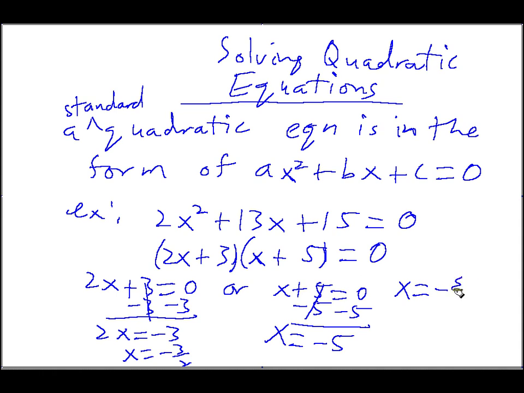So my two solutions for this equation will be negative 3 halves and negative 5. So negative 3 halves and negative 5 are the two solutions we're looking for in this quadratic equation. Again, we've solved these equations before back in chapter 8 by factoring. So let's extend that concept just a little bit here. Let's do one more by factoring, and then I'll introduce you to the new technique that I want you to focus on in this section.